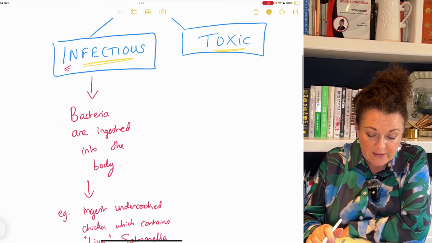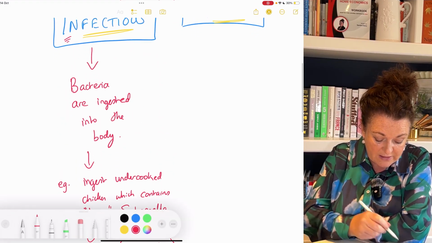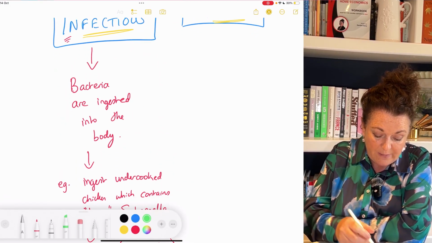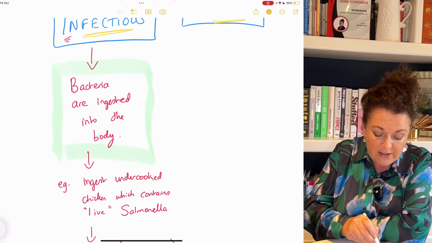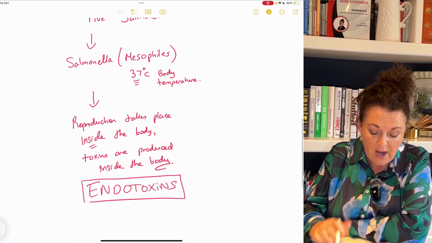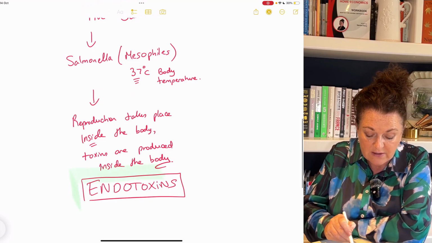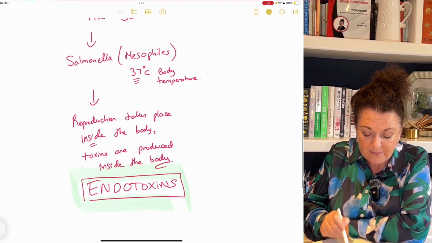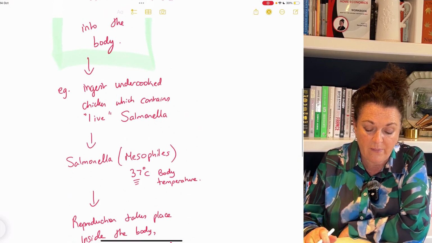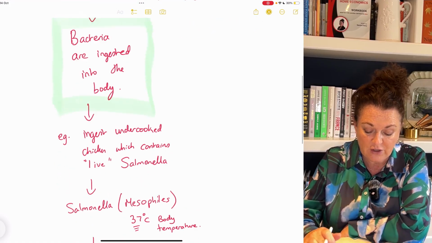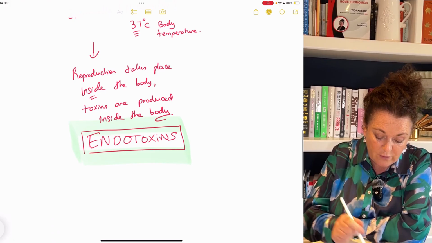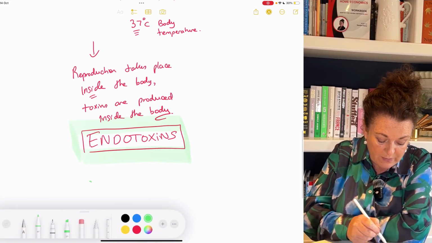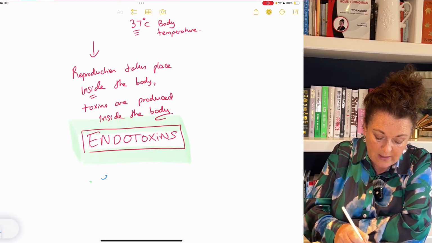So two key things we want to note here, and that is, first off, the bacteria are ingested into the body, and then the toxins are therefore made inside the body, and that's infectious food poisoning. And a very good example of infectious food poisoning would be salmonella.